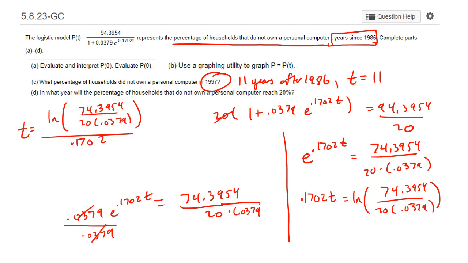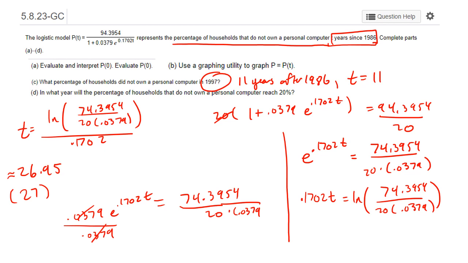I'm double checking. There's a lot of decimal points to enter in here. I just want to make sure they're all entered correctly. 74.3954 over 20 times 0.0379 divided by 0.1702, and then I get 26.95. I'm just going to round this up to 27 for the sake of having a nice whole number because we are counting years.